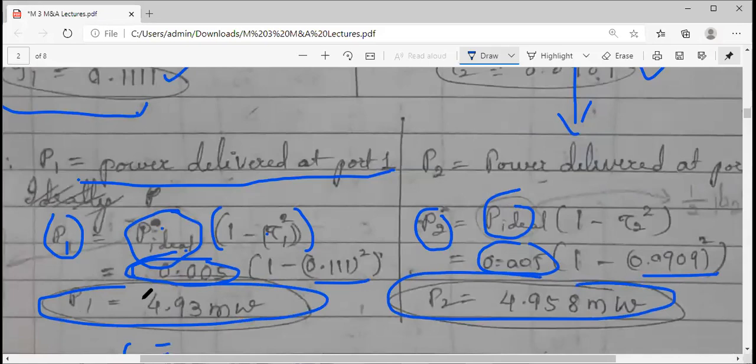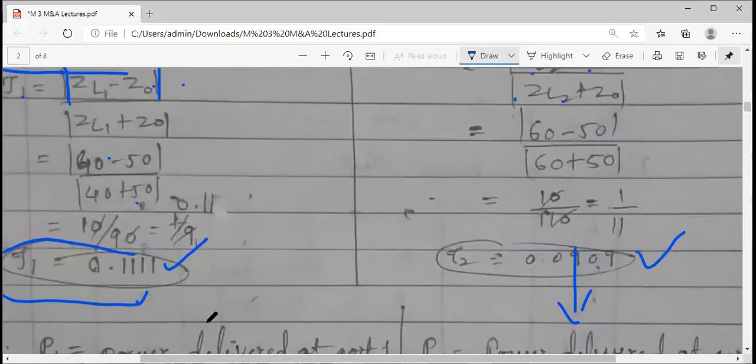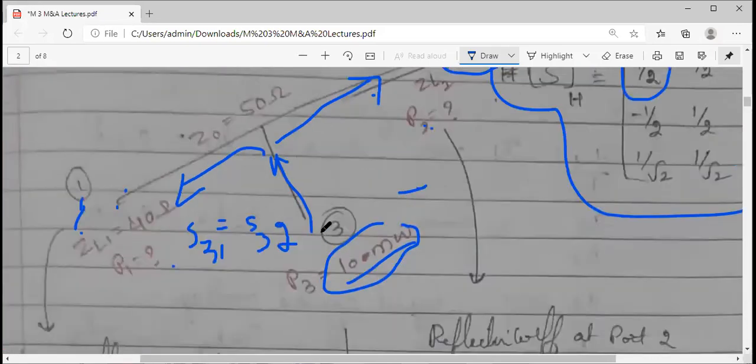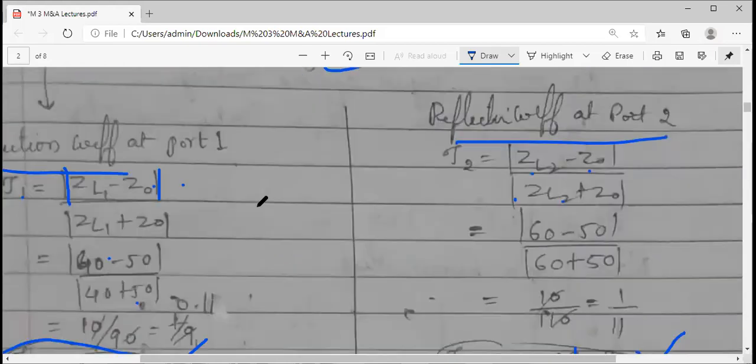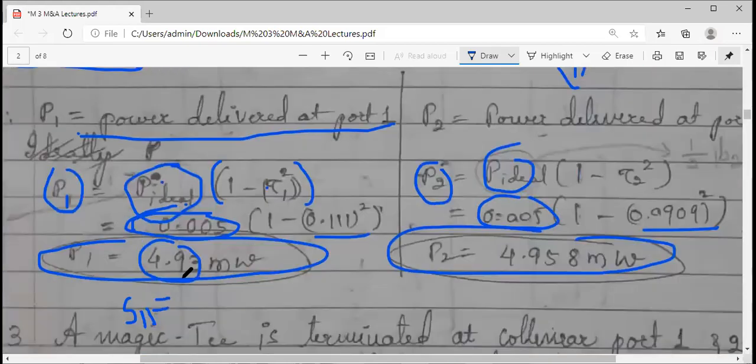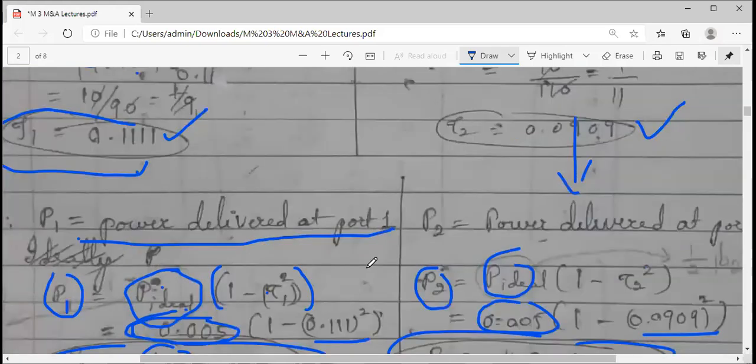Ideally, what should have come here? As I told you, 10 milliwatts is getting entered. Ideally, I should get 5 milliwatts. But what am I getting? 4.93 and 4.95. So there is a slight difference. It is not completely 5. It is 4.9 something. Why this difference?